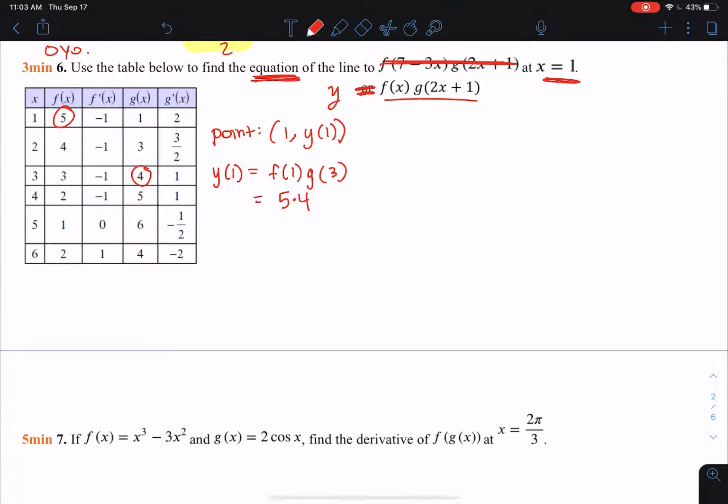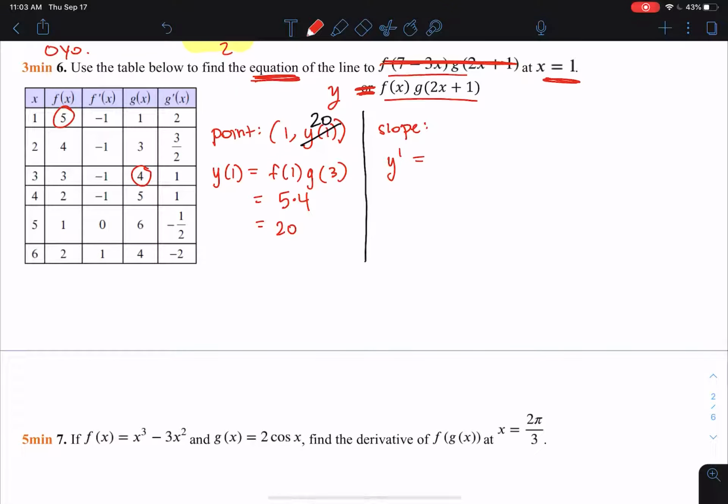So what did we get for our y value? Check if you got 20. Make sure to replace it up here. So we found our y value. Now we found our point. Now we should find what? What notation will we use? Make sure you write y prime.